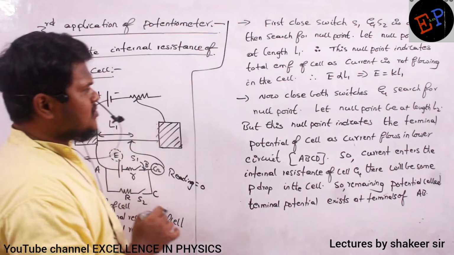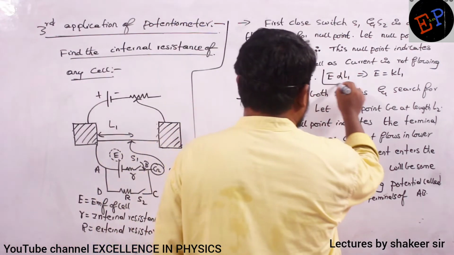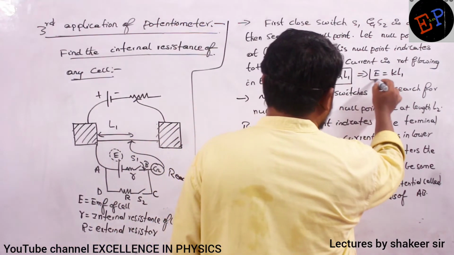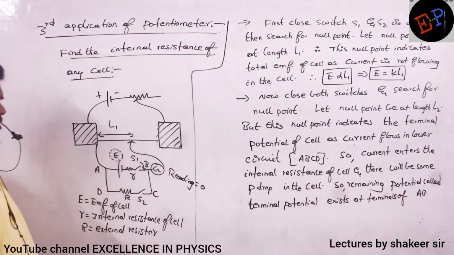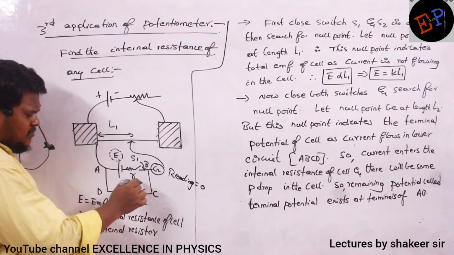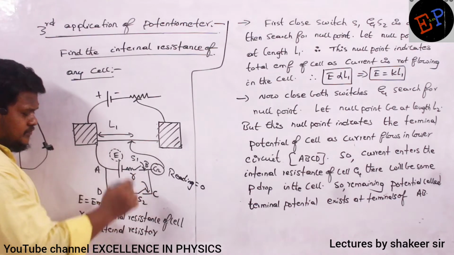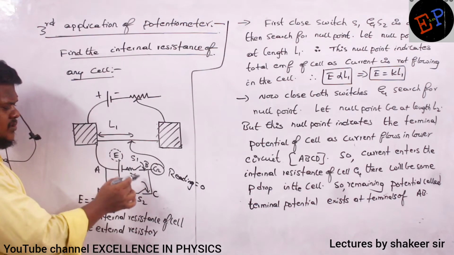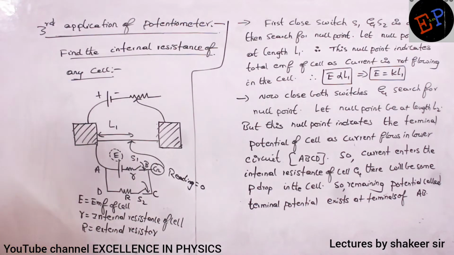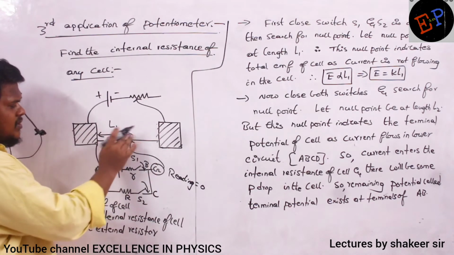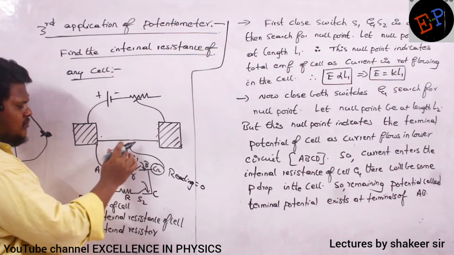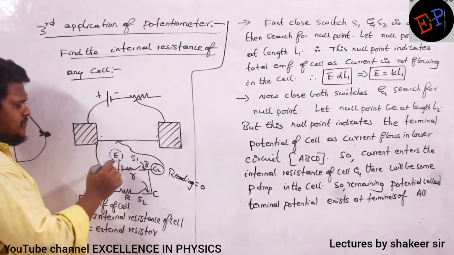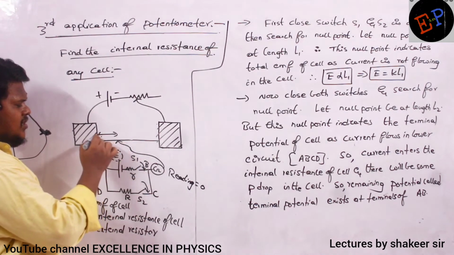So what statement can I write? E is directly proportional to L1, or E is equal to K into L1. This is what I can write. Now I am closing both the switches, S1 is closed and S2 is also closed. Again I will search for the null point. Now I got the null point somewhere at a length of L2, up to here. So this length is L2.